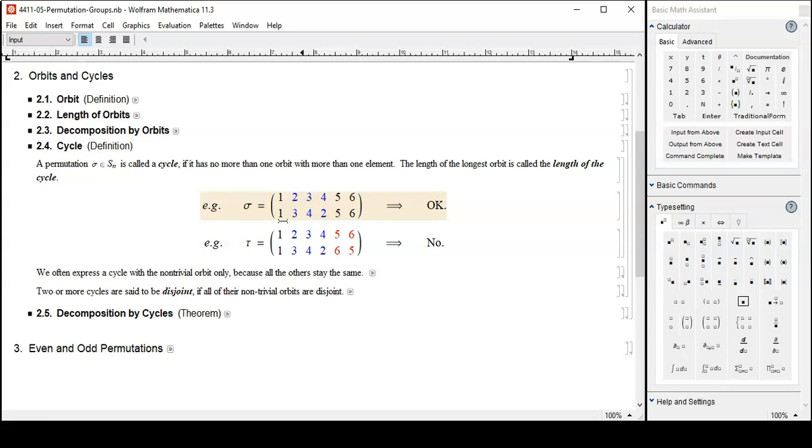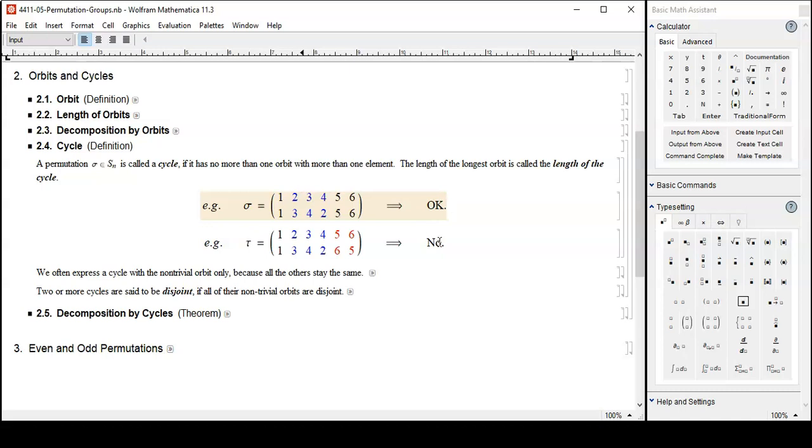Here's an example of a cycle. We have an orbit: 1 stays at 1, which has length 1. 5 stays at 5, which has length 1. 6 stays at 6, that too has length 1. But then again, look at this blue part. 2 goes to 3, and 3 goes to 4, and then 4 goes to 2, and 2 comes back to 3. We have an orbit of length 3 there. And this thing is called a cycle. It's called a 3 cycle because the length of this longest orbit is 3.